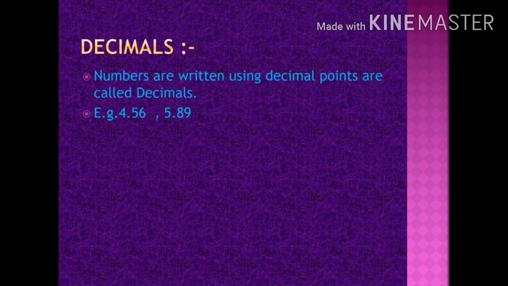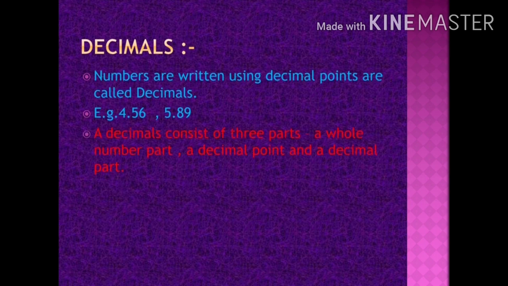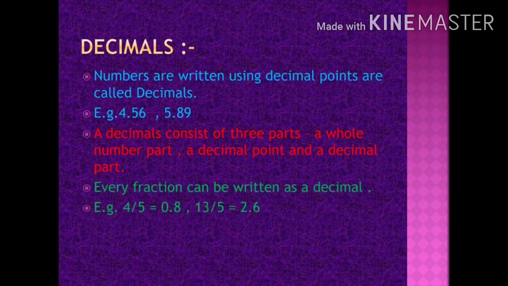Numbers written using decimal points are called decimals. For example, 4.56. Another example, 5.89. A decimal consists of three parts: a whole number, a decimal point, and a decimal part. Every fraction can be written as a decimal. For example, 4 upon 5 is equal to 0.8.